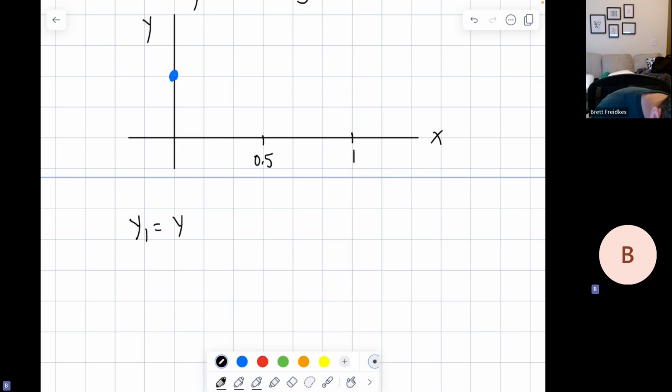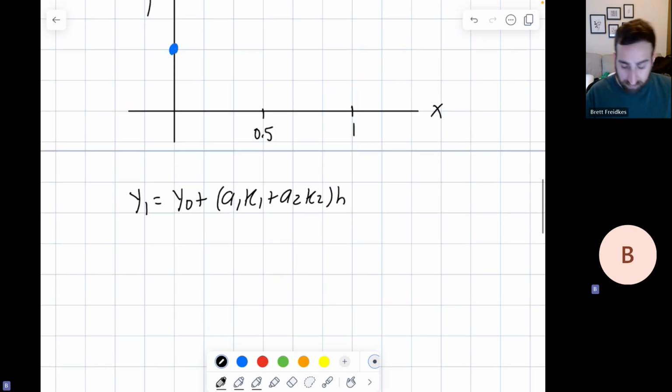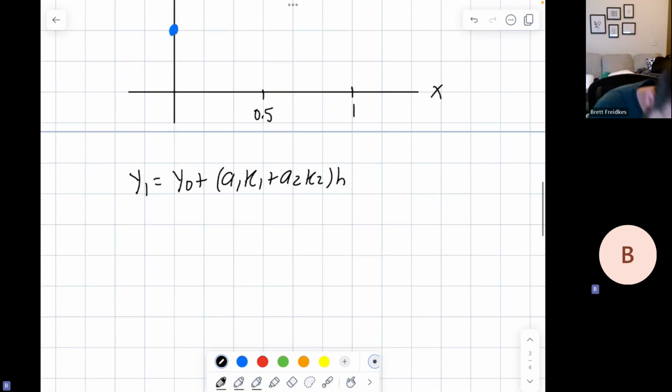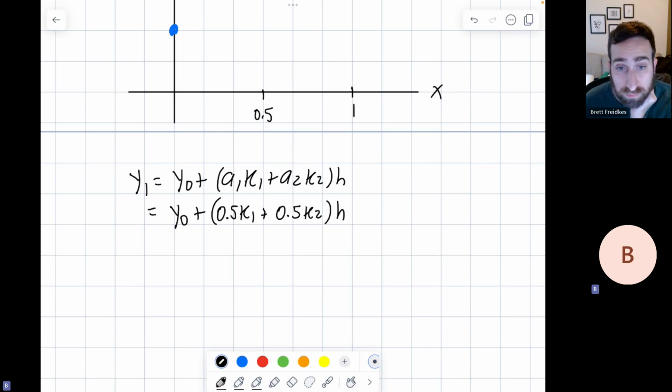Our equation is y1 is y naught plus a1 k1 plus a2 k2 times h. Where we found the a1 and the a2, those were both a half. This ends up being y naught plus half a k1 plus half a k2 times h. And they gave us h. H is 0.5 in the problem, because that's what we're trying to find. They gave us a step size that ends up being equal to the point of interest.